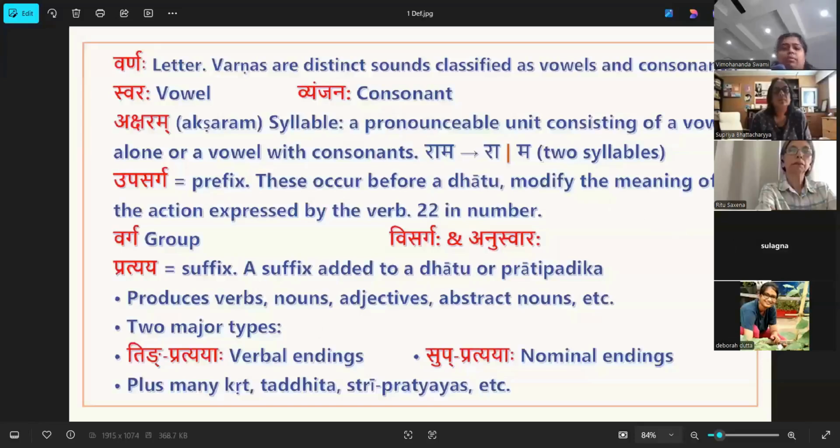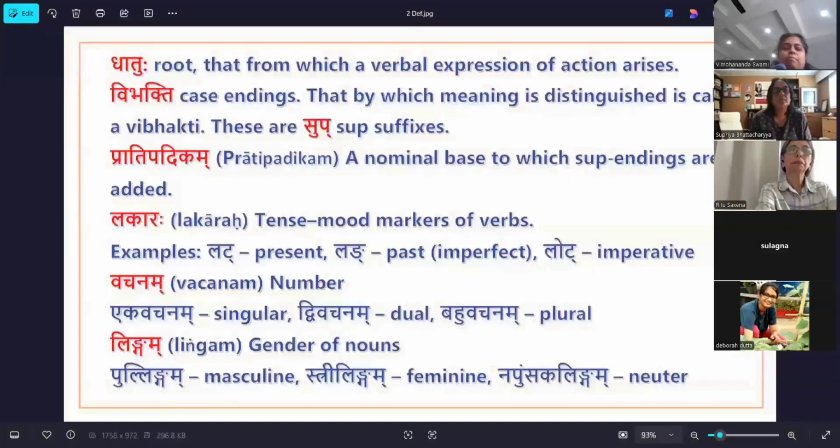Next is dhatu. Today we will discuss a little about dhatu. It is that from which a verbal expression of action arises. Dhatu is always linked to action.